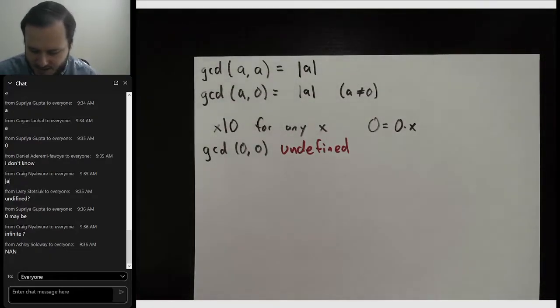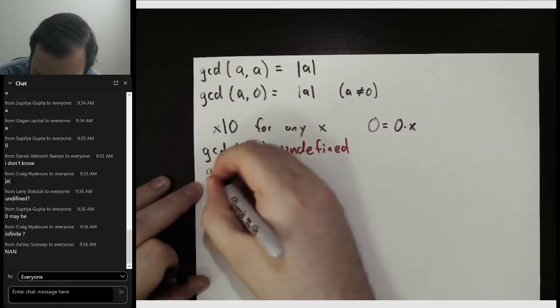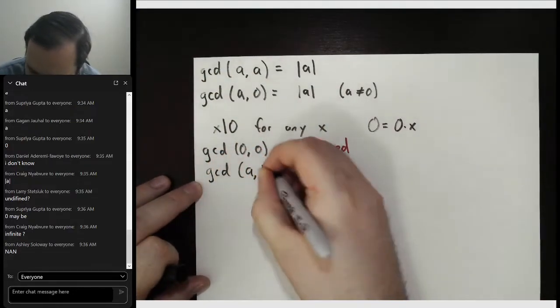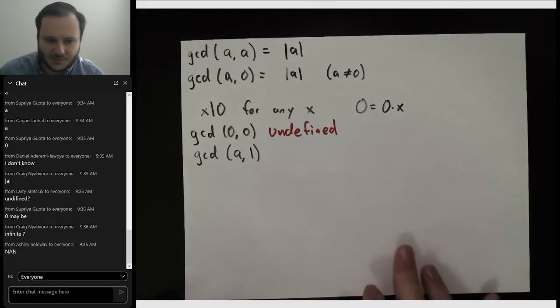I guess we could also say GCD of A and 1. This is another easy one.